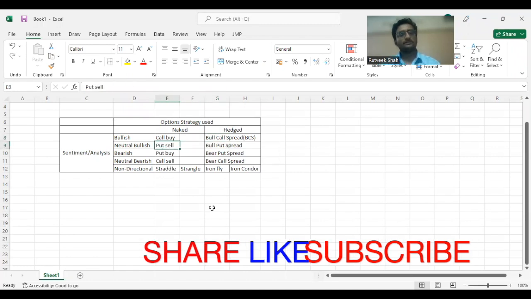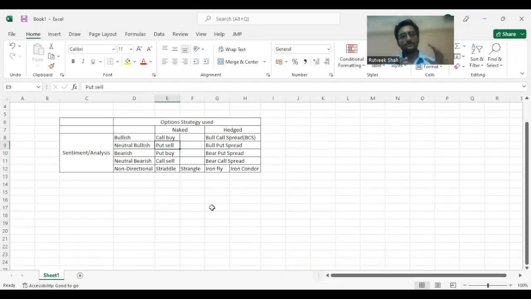And the same way, there is a difference between bullish and a neutral bullish that will be seen with the payoff charts through KEEV. And here we can execute that through put sell or a bull put spread. That is the hedged version of put sell.